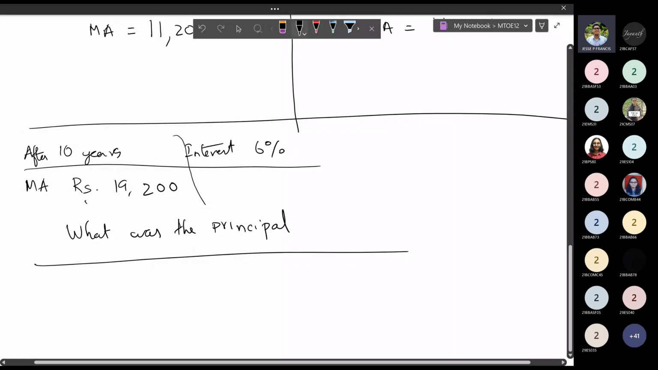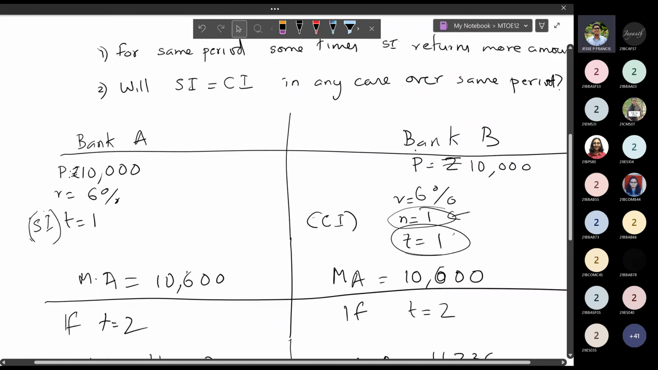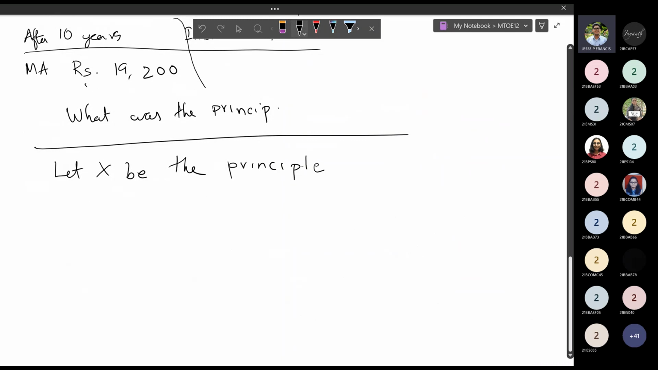Read the question properly. We didn't say 19,200 is the principal. 19,200 is the maturity amount. So after 10 years, let me say let X be the principal. What is it, principal or principle?